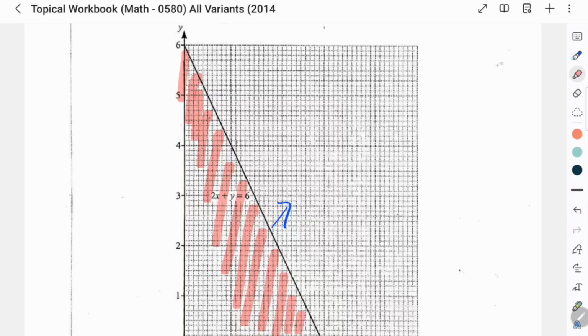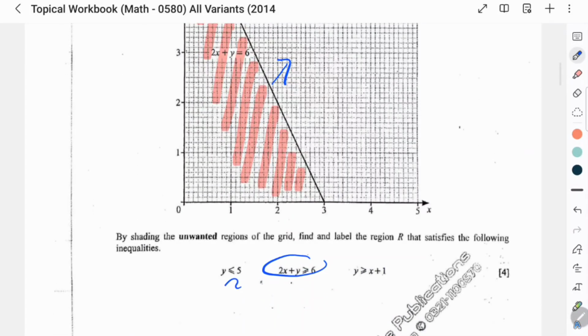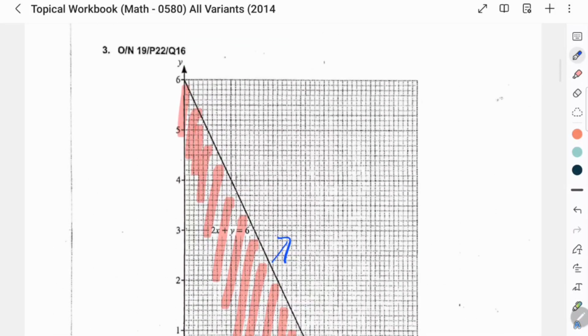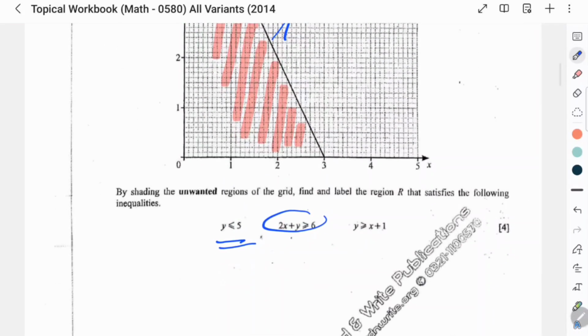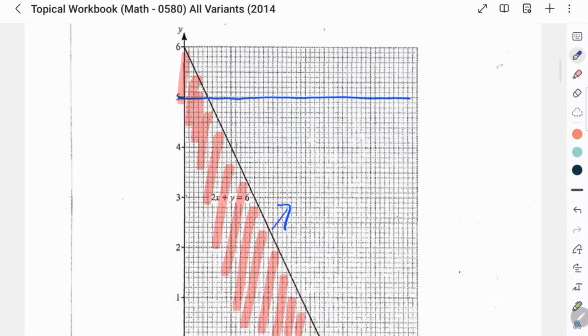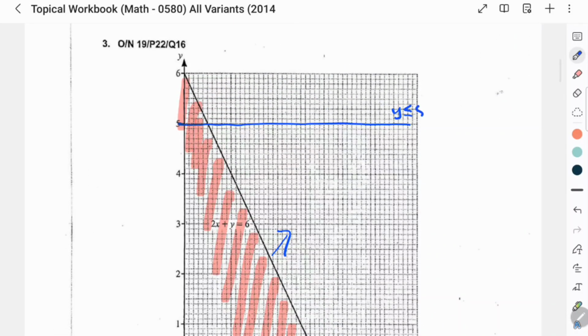Now the next one is y is less than equals to 5. So let's draw the y is equals to 5 line. Take your ruler. So that is y is equals to 5, and they say y is less than equals to 5. It means that the region is below the line and then you shade the unwanted region.